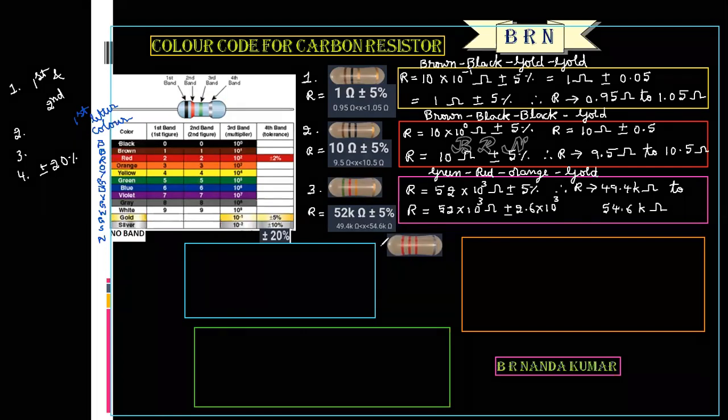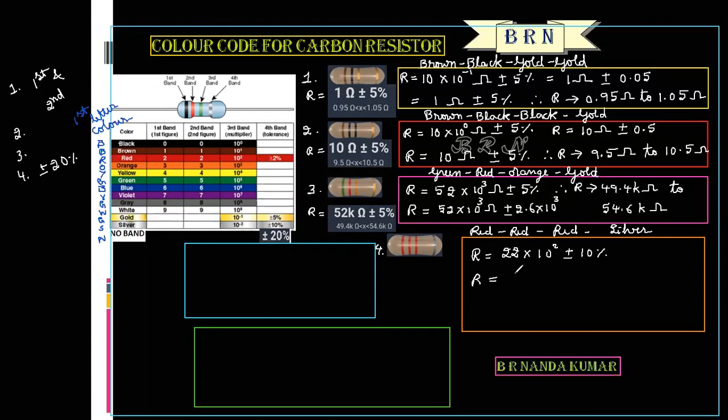This is example number 4. Now, what are the colors here? Colors are red, red, red, and the last one is silver. Red means the significant digit is 2. Again, red significant digit is 2. Red means the multiplier 10 power 2. Silver is plus or minus 10%. This is the tolerance.